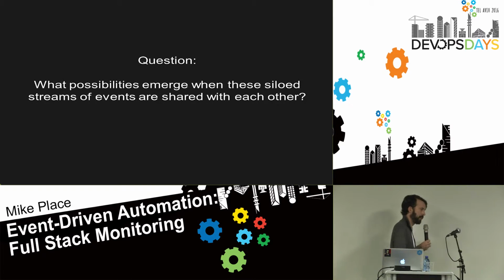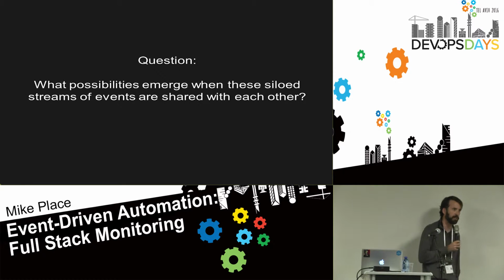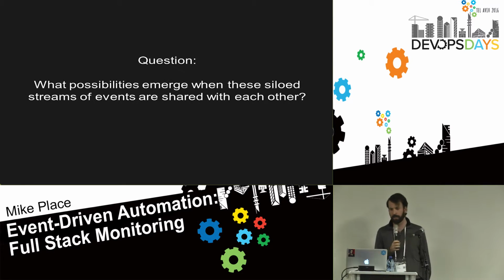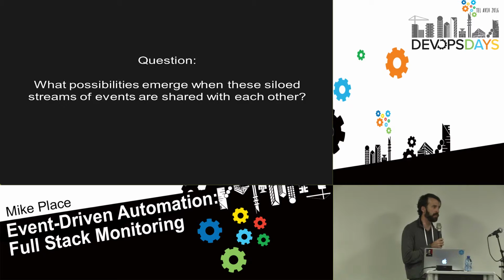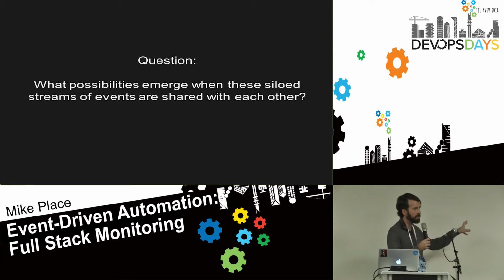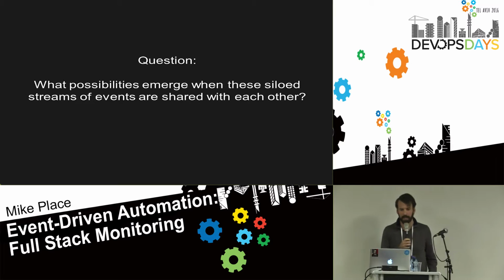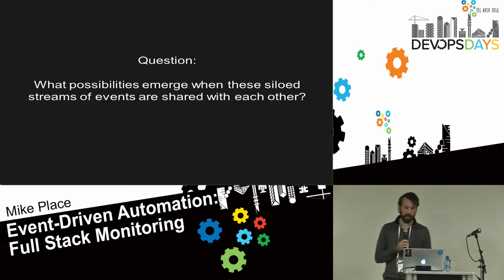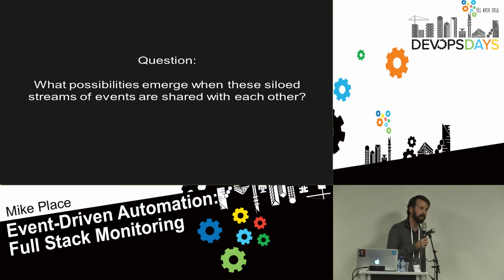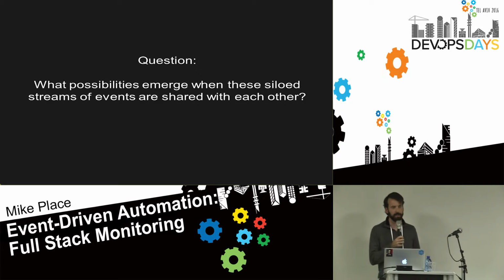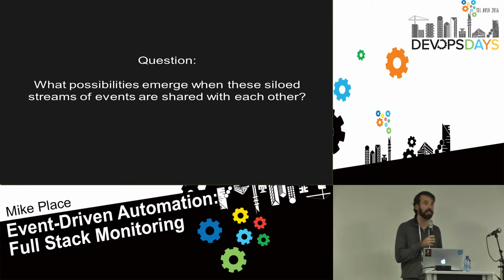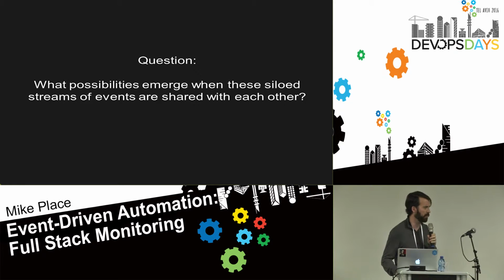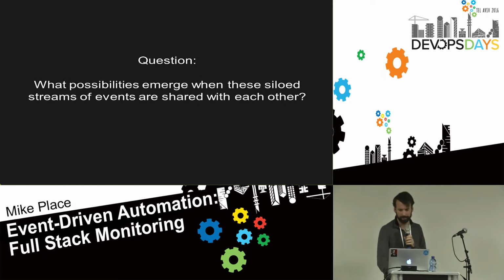But the first question that I want us to consider about our own infrastructures, and consider bringing back to our teams. In DevOps, we talk a lot about connecting these two sides. Well, what happens if we examine both of those types of message buses and we consider the possibilities that could emerge when those formerly siloed streams of events are shared with each other, right? What happens if we give our configuration management layer insight and understanding into the monitoring layer, for example? Those are the sorts of questions we're going to be discussing for the rest of this talk.